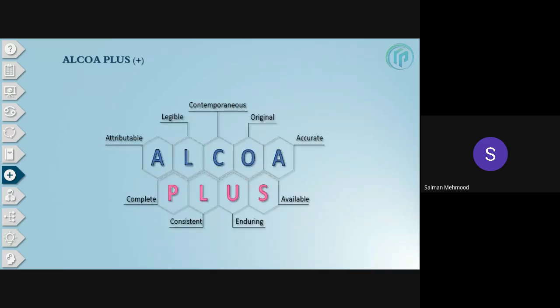Now let's move forward to ALCOA Plus. Basically, ALCOA works well for paper-based systems, but as pharma and other healthcare sectors moved towards electronic systems, the regulators realized something was missing. So ALCOA was expanded, and ALCOA Plus adds more principles to ensure data remains reliable throughout its life cycle, not just at the time of recording. And what are these?